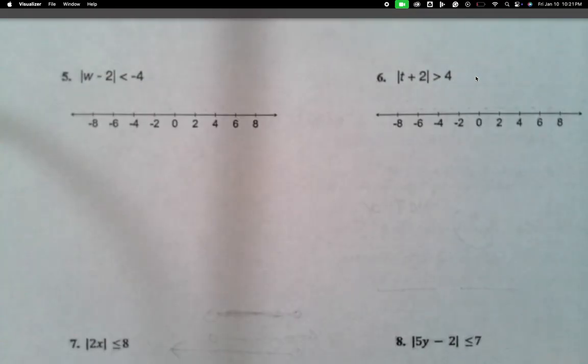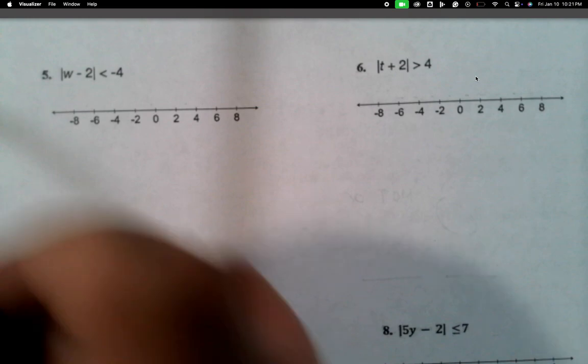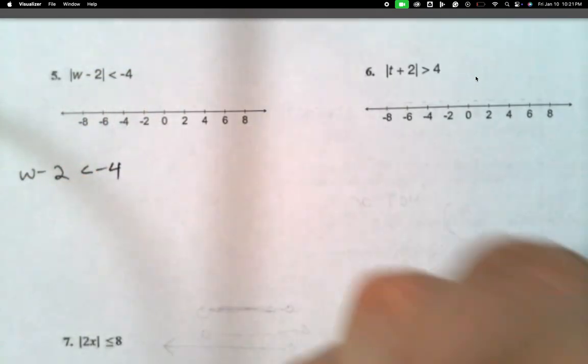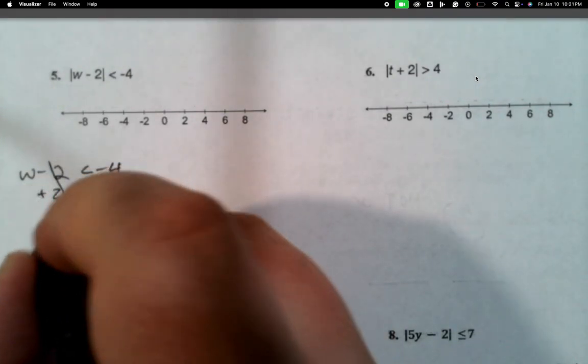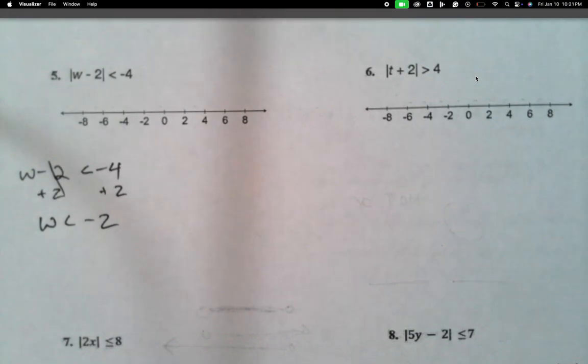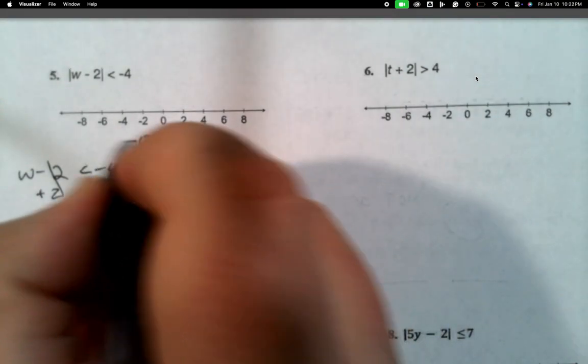Let's flip to the back. So number 5 is a less than, so it's an and. So we'll begin by doing w minus 2 is less than -4. Add 2 to both sides. We get w is less than -2. So open circle at -2, shade to the left.